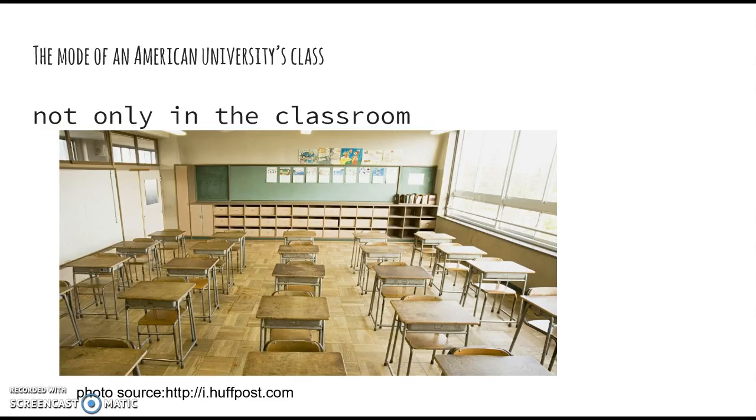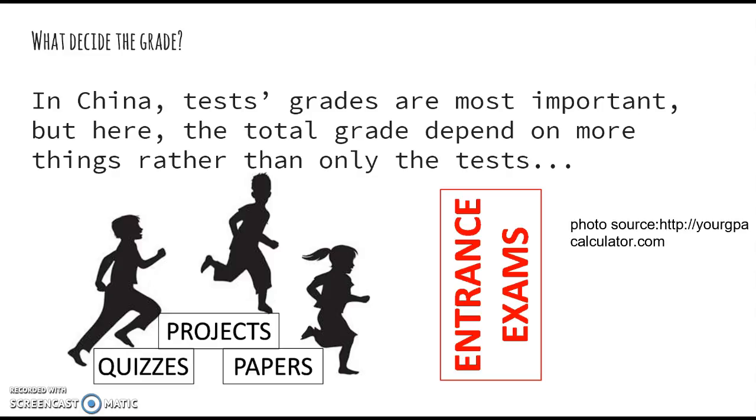Then the mode of the class is different. In China, students can only have class in the classroom, and it is the main way to study. But in the US, teachers may choose other ways to teach students. For example, they may teach students online and let students attend some lectures and experiments after class. And this can help students understand the course more deeply.